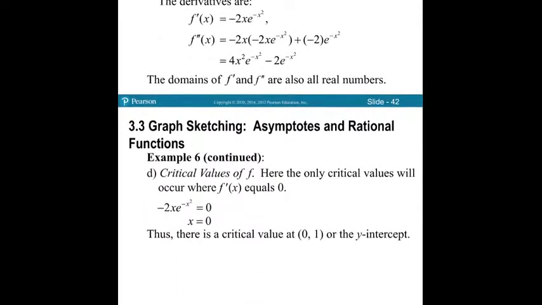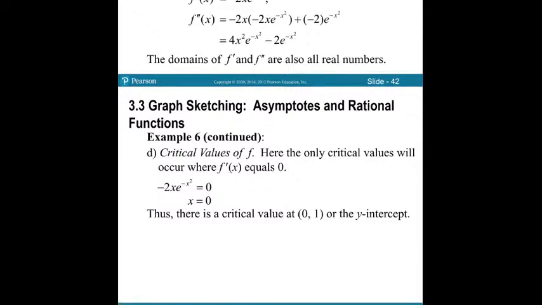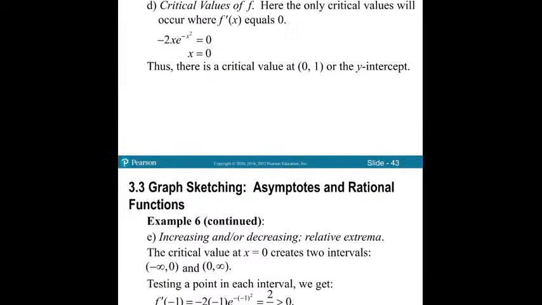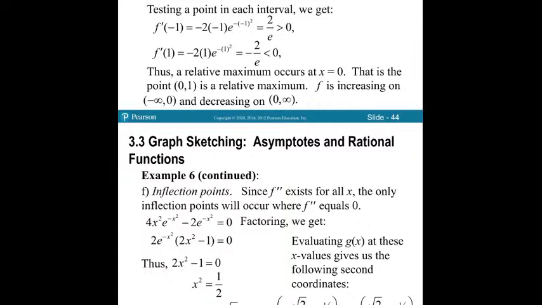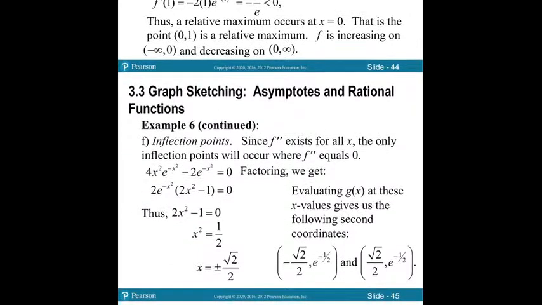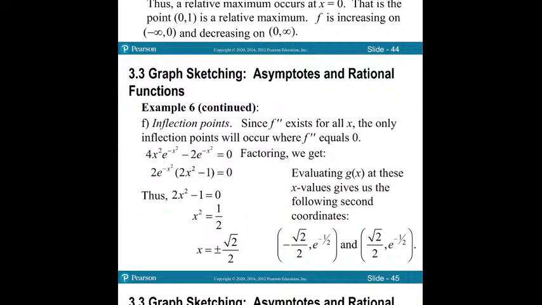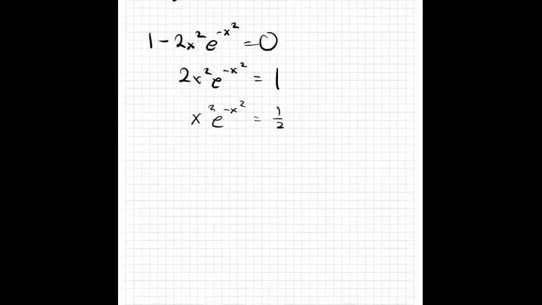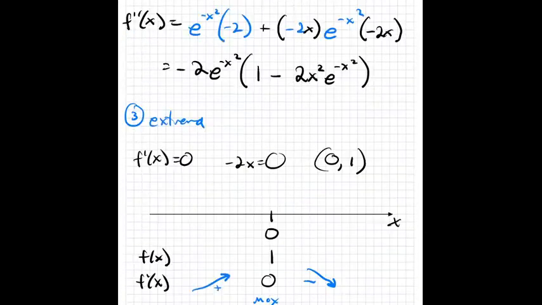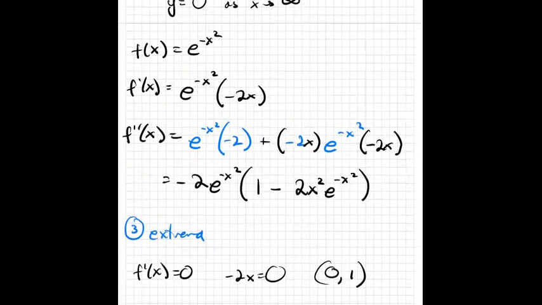So where f prime equals 0, I think we got x equals 0. Okay. I think we got increasing, decreasing already. Right here, inflection point. So factor 2e to the negative x squared, 2x squared minus 1. I think I left something. I think I didn't factor that properly. Right here.